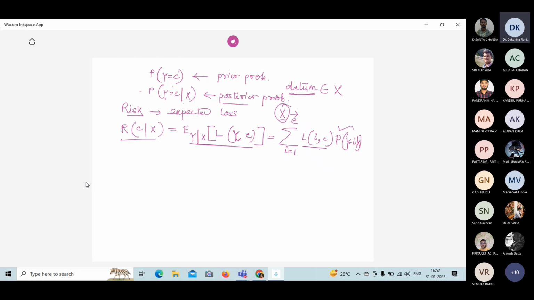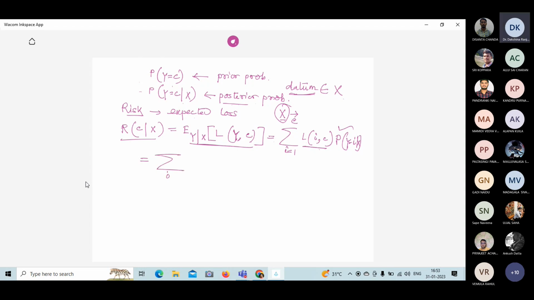Okay, so we just saw how to obtain the posterior probability when the prior probability and likelihood are given. If we already obtained the prior probability and the likelihood, then we can obtain the posterior probability, and this posterior probability can be used to obtain the risk as expected loss when it is multiplied with the loss function.